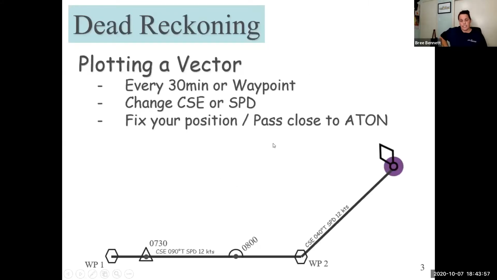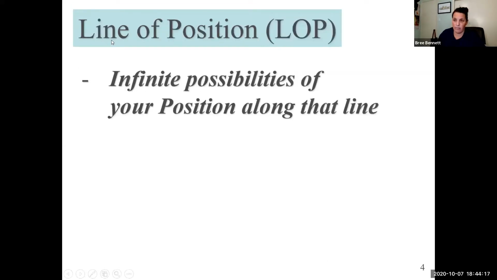So that's dead reckoning. Now we're going to talk about getting more information about where we are. We can get a ballpark of where we think we are with dead reckoning, but if we want some solid information, we need to start getting LOPs. That's called a line of position. A line of position is one piece of data or information that you're getting that has a time. You're getting some piece of information at a certain time.